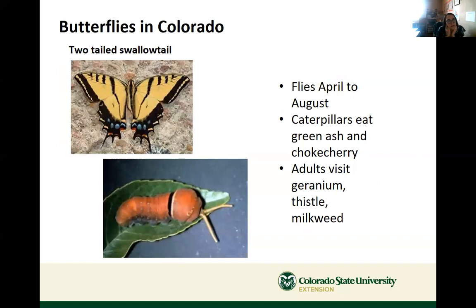This is the two-tailed swallowtail. They're flying April to August, so they'll start doing their cocoon soon. Their caterpillars eat green ash and chokecherry, so that's where they'll lay their eggs. This is the weirdest looking caterpillar. I think this caterpillar is so strange looking. But the adults visit geranium, thistle, and milkweed.